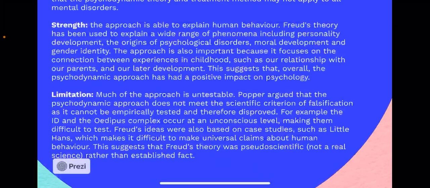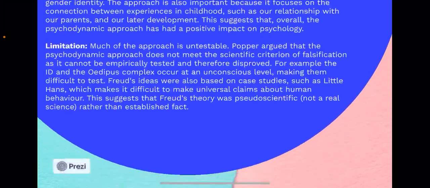Strength: the approach is able to explain human behaviour. So Freud's theory has been used to explain a wide range of phenomena, including personality development, the origins of psychological disorders, moral development, and gender identity. The approach is important because it focuses on the connection between our experiences in childhood, such as our relationship with our parents, and our later development. So it suggests that it has had a positive impact on psychology.